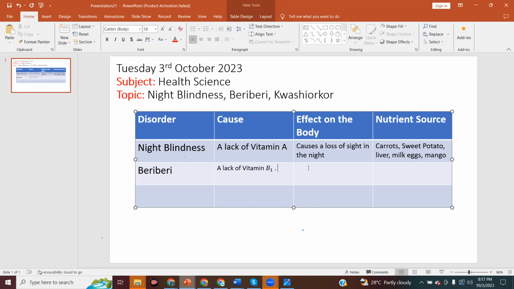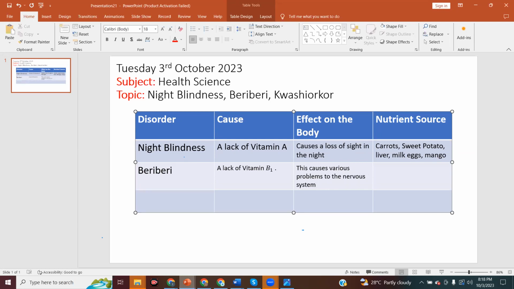So the cause. If you have beriberi, this causes various problems to your nervous system and I think muscles. It also weakens muscles, you lose feeling in your hands and feet, and the legs also become paralyzed. You sound like you're reading and asking me at the same time.